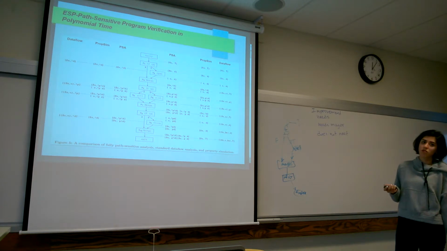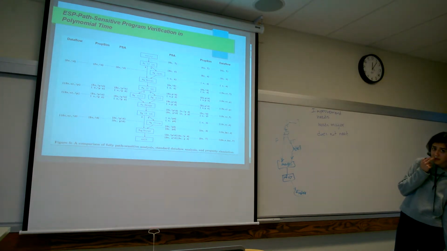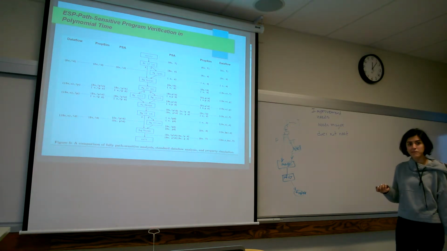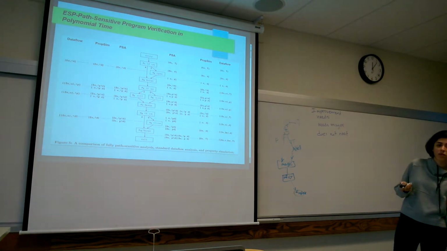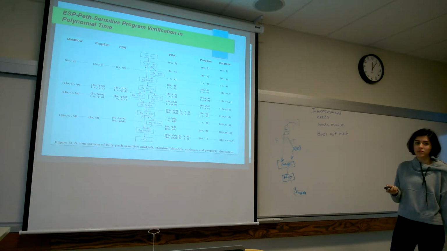Okay, so that's in terms of how precise they are. So why would we want property simulation versus path sensitivity? It's a lot smaller. Yeah, exactly. That's the whole point. That's everything.